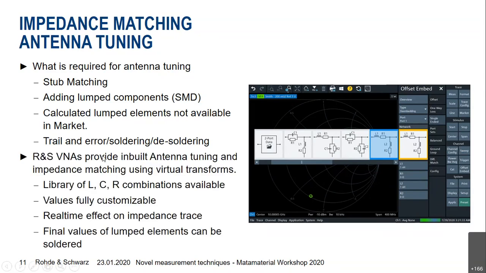Rohde and Schwarz network analyzers provide built-in antenna tuning and impedance matching using virtual transforms. Virtual transforms are nothing but certain capacitances, for example in series, or inductances in parallel, or other circuits, a library of circuits available here for certain L and C combinations. The actual values of the L and C can be edited, and resistances in the circuit can also be edited. This can be used to initially check virtually what the required SMD component is, and then simply go to the market and get the required SMD component once and for all. A single solder should be sufficient in this case. Instead of a trial and error method using hardware, this virtual method really helps to improve the matching of the antenna under test, especially patch antennas.